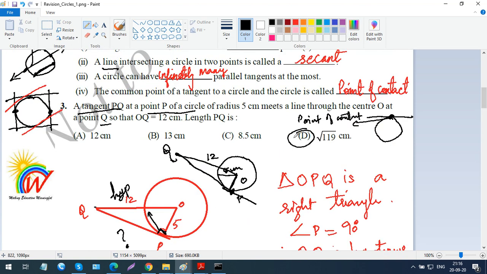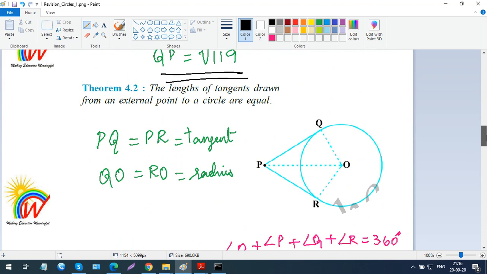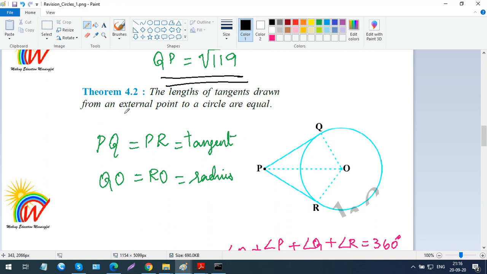Okay, now come down to this question 4.2. The lengths of tangents drawn from an external point to a circle are equal. That is, if there is a point P and I am drawing tangents PQ and PR, then PQ and PR are always equal. Okay, so they are tangents, and this is always obviously equal because these two are radius, right? So they are equal.